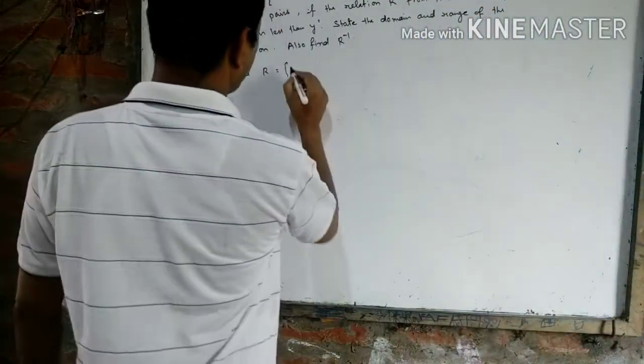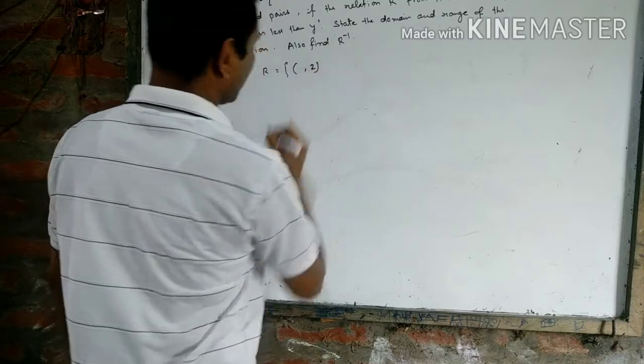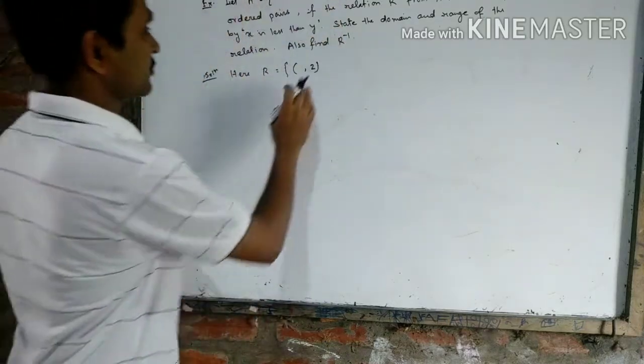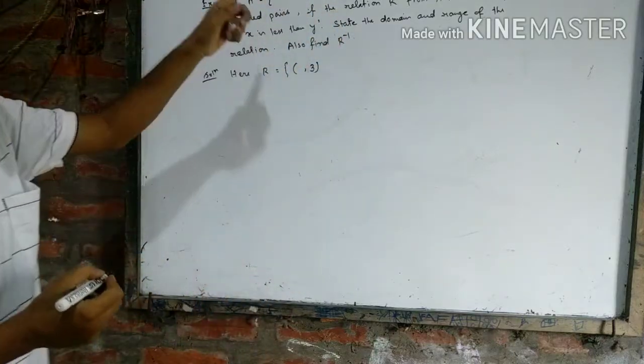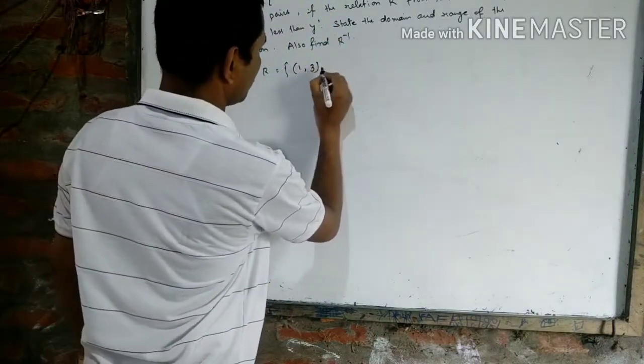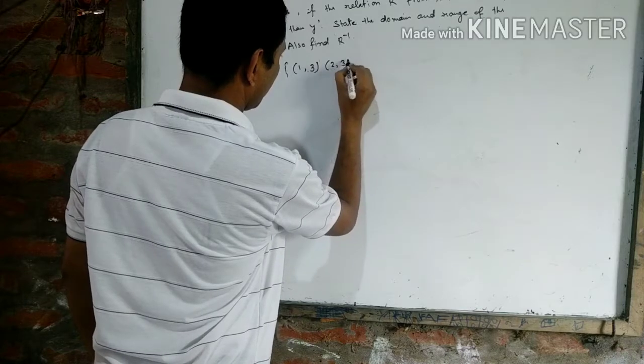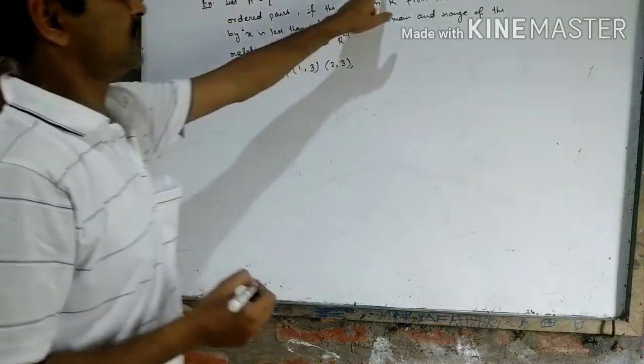If we take 2 as second component, is there any element? Sorry, no, 2 is not there. If we take 3 as the second component, is there any element less than 3? Yes, there are 1 and 2. So 3 will form ordered pairs with 1 and 2. Then there remains 5.